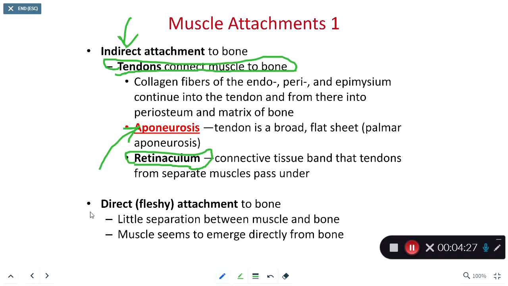Muscles can also directly attach to the bones, or have fleshy attachment to the bones. In these situations, it almost looks like the muscle is coming directly out of the bone. More precisely, there are small collagenous fibers from the endomysium and the perimysium of those muscles that will then merge with the periosteum of the bone directly.